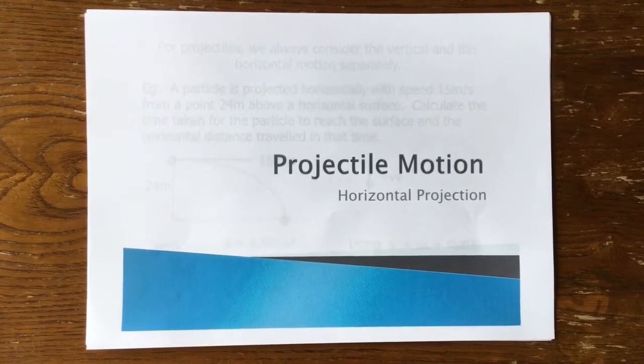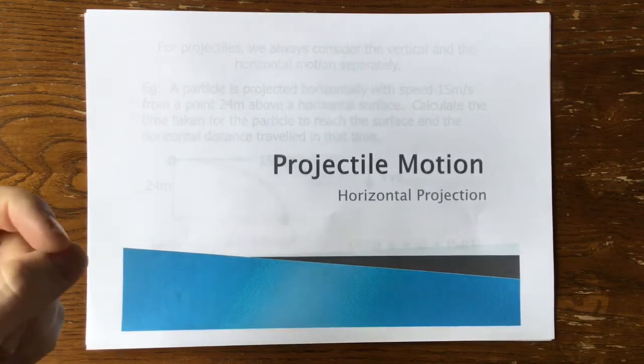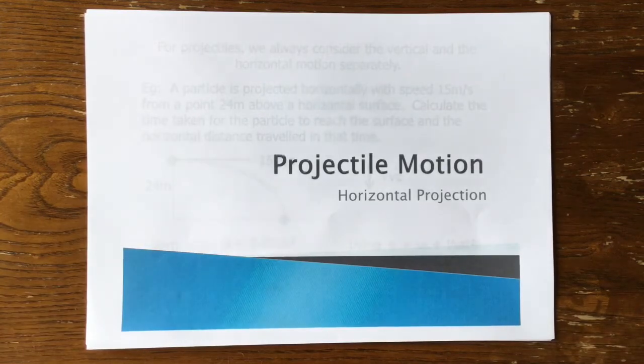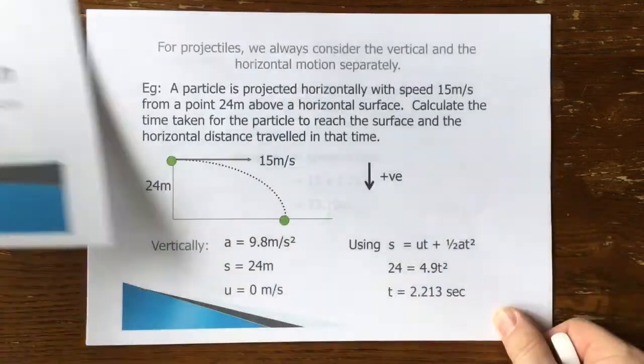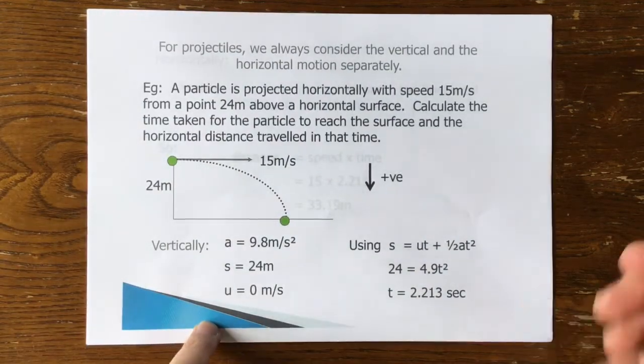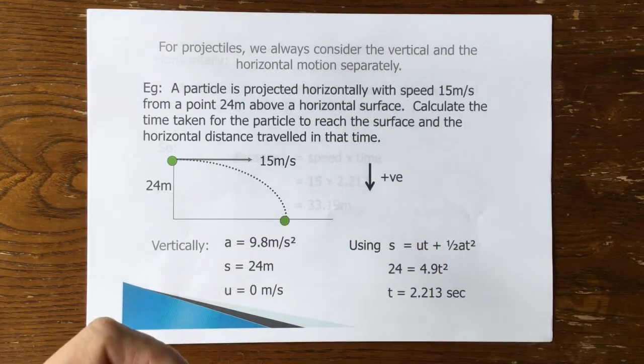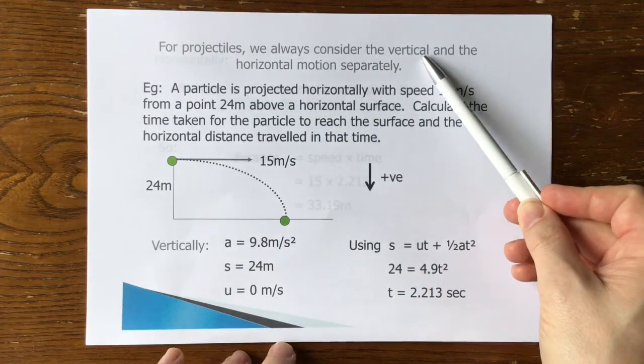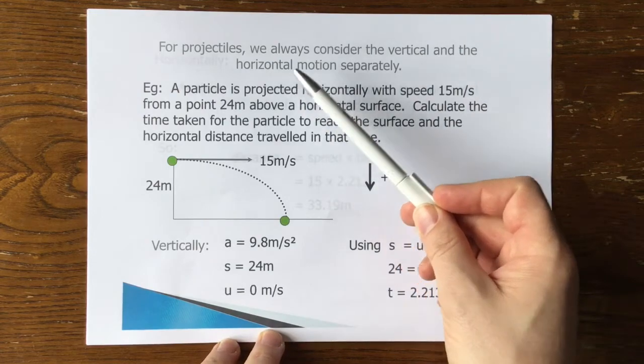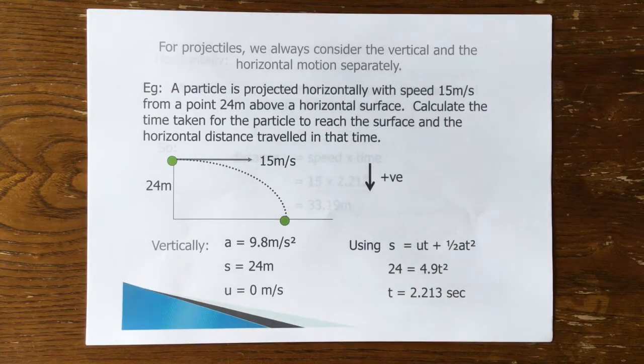Okay, up to now in projectiles we've considered something that's been thrown vertically upwards. But now what we're going to look at is when something is thrown horizontally and then it falls, like a stone being thrown off a cliff or something like that. And what we do for that is we always consider the vertical and the horizontal motion separately. We treat it in two parts. If you break it down into vertical and horizontal motion, and then we'll put them together towards the end, then you should be able to do every question on this.